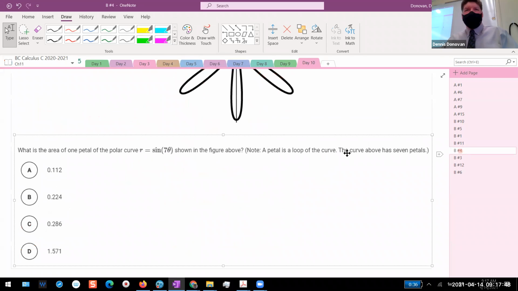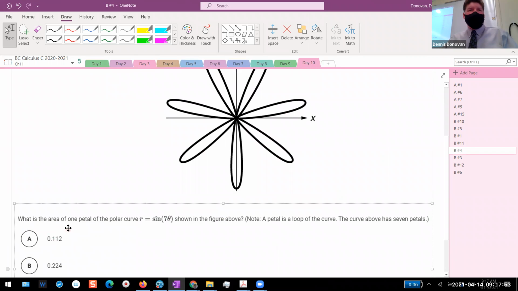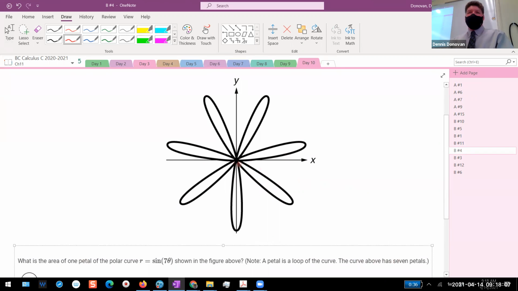All right, number 4. Oh, big one. Calc active. What is the area of one petal of the polar curve r equals 7 theta, sine of 7 theta, shown in the figure above? Note a petal is a loop of the curve shown above. So here's the thing, we got to get that one loop. So we're going to do that one petal. When theta is 0, we're at 0. And as theta increases, we're going to run along this petal until we get back to 0. So we need to know when sine of 7 theta is equal to 0 again.